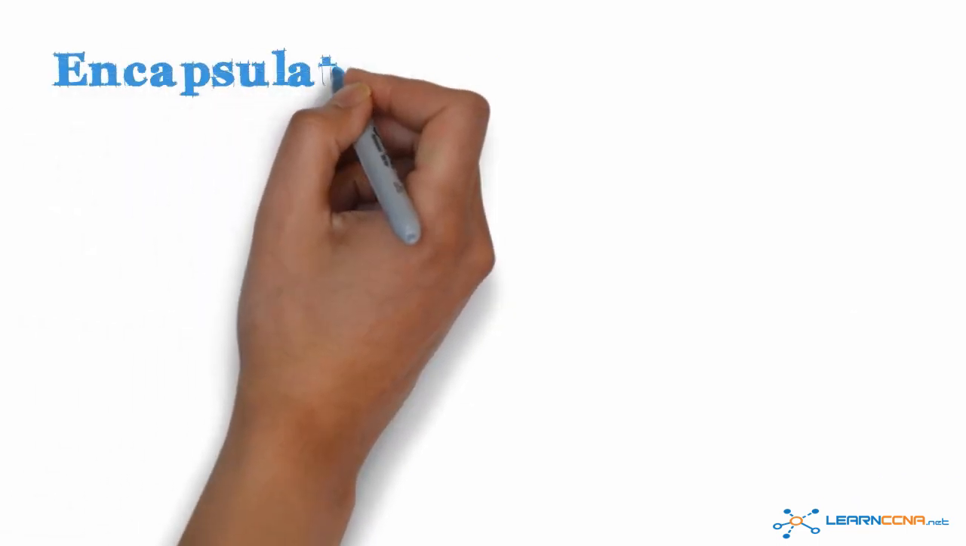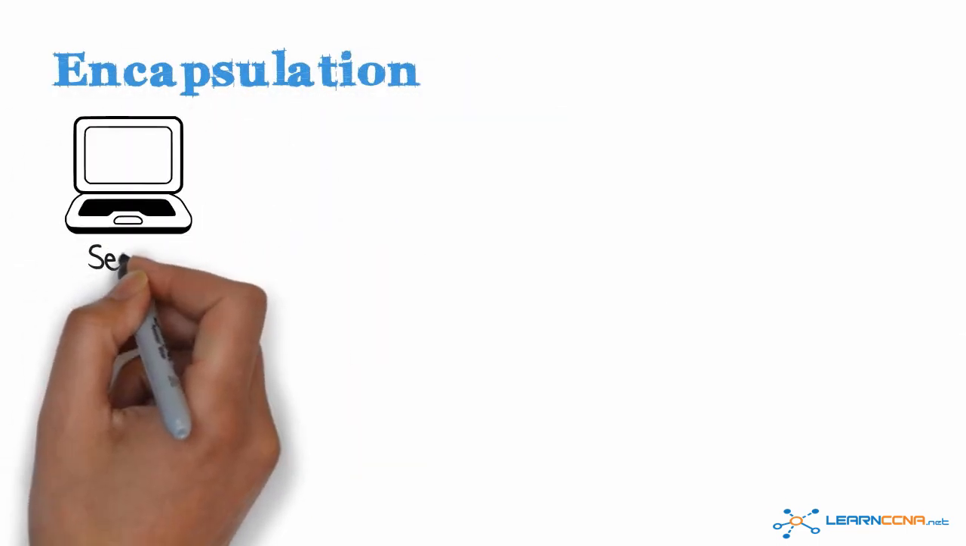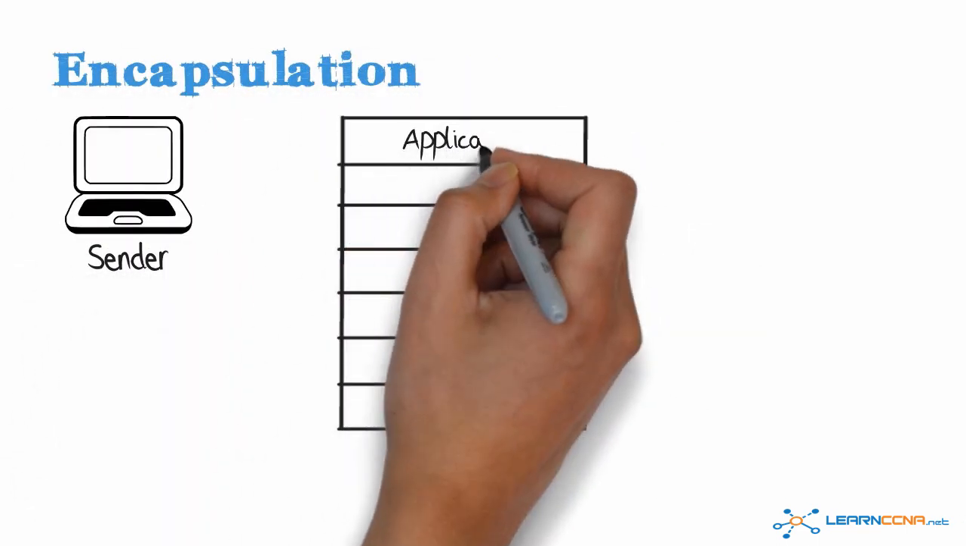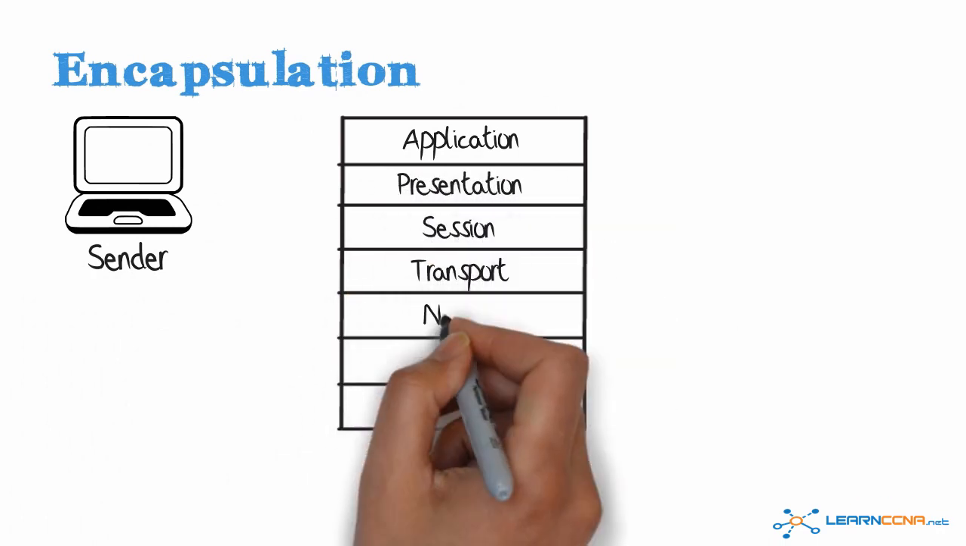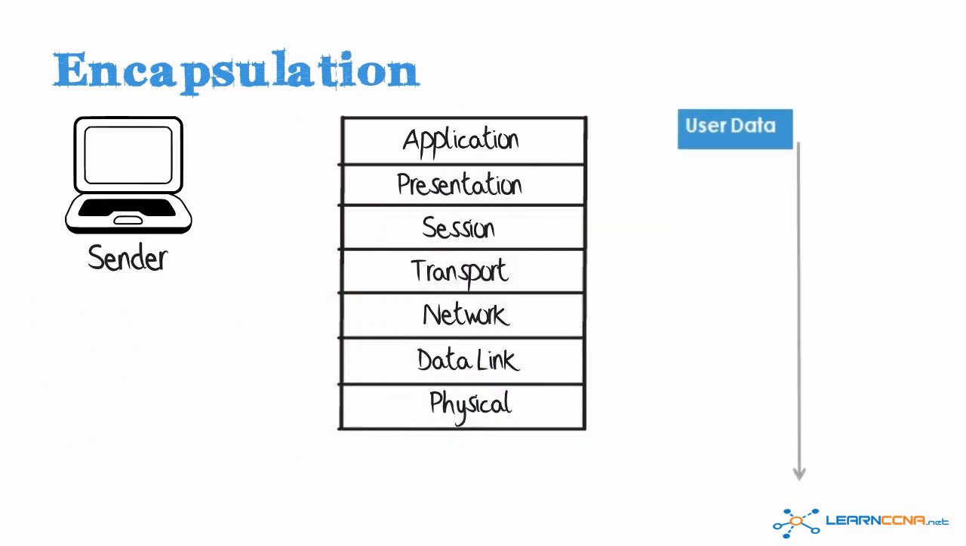So when the sender wants to transmit data, let's say in this example, your PC is opening up a web connection to cisco.com, and the PC is sending some information. That information has to go through the OSI model from layer 7 all the way down to layer 1 to then be transmitted across the physical media. So in this example, user data is transmitted.